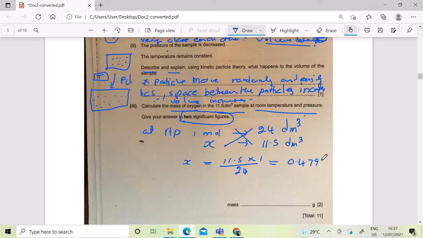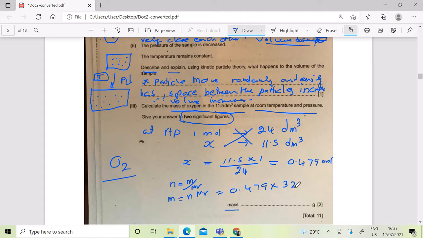0.479. So the question is asking, this is the number of moles, but the question is asking for the mass. Once you know the moles, simple equation, n is equal to m over Mr. So therefore m is going to be n times Mr. So the moles are going to be 0.479 multiplied by Mr of O2. Remember, that is oxygen, O2. That is going to be 32.